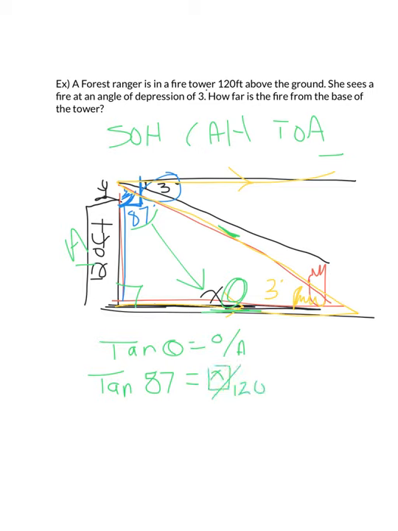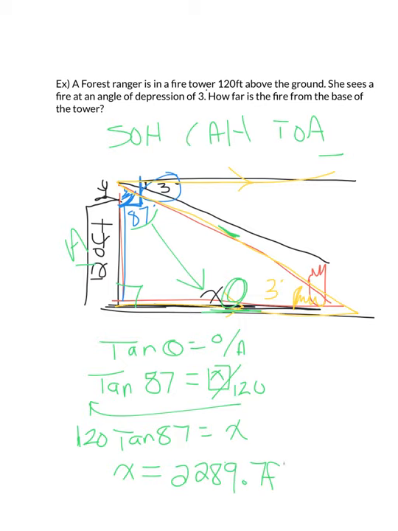Now again, x is on top. I'm going to bring this 120 over. So 120 tan 87 is equal to x. Let me just pull my calculator out here, and give me 1 second. 120 times tan of 87 is 2,289.7 feet away.